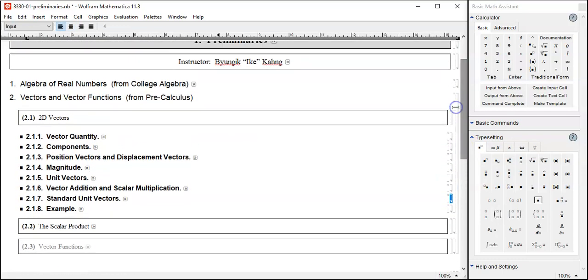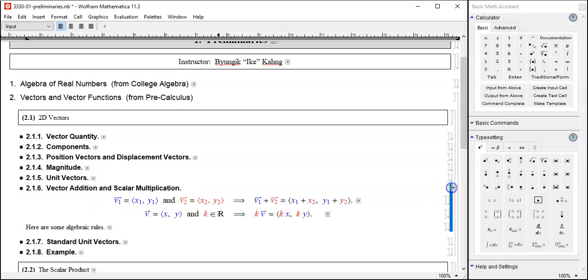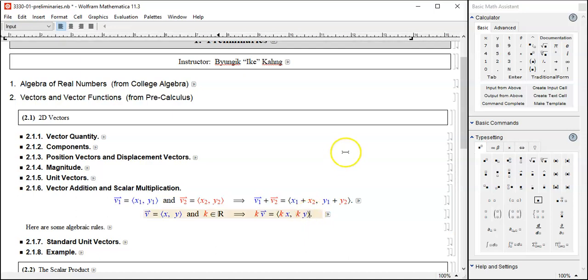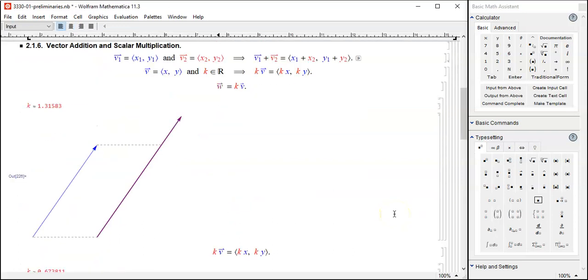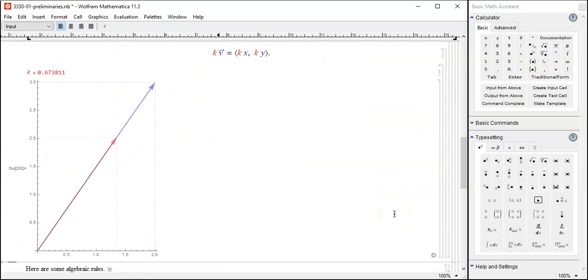All right. The final topic, vector addition and scalar multiplication. Scalar multiplication is slightly easier, so let's talk about it first. Multiplying by scalar k means multiplying scalar k to all directions. Here's a visualization. Okay, here we go. Blue is the original, and I multiplied by 0.67.